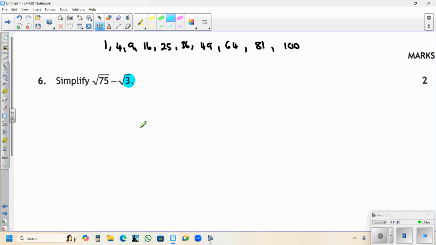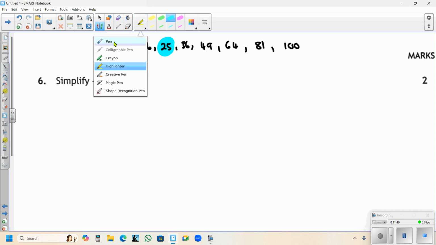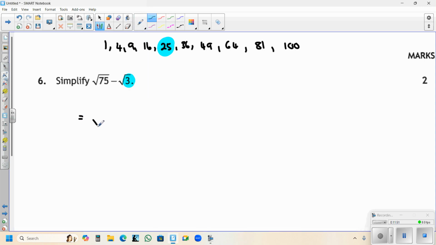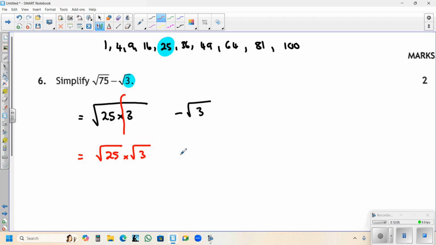In an SQA paper, they tend to give you a clue. Now there's a wee root 3. So 3 times what gives me 75? It's 3 times 25. So that becomes the square root of 25 times by 3. And then we've got this minus root 3 that we can't do anything with. I'm going to break that root sign right down the middle, and I've got the square root of 25 multiplied by the square root of 3. I'm just pulling that root 3 down.